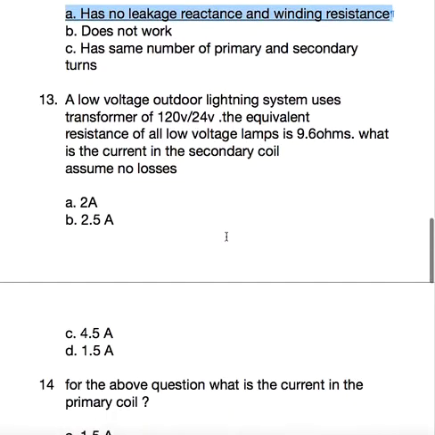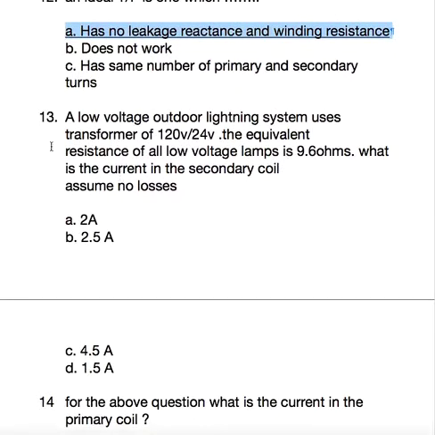Okay, next questions. Problems. A low voltage outdoor lighting system uses a transformer of 120/24 volts. Its primary is 120 volts and 24 volts is the secondary, which is connected to the lighting system. The equivalent resistance of all low voltage lamps is 9.6 ohms. Consider this 9.6 as the load, that is the light equivalent. What is the current in the secondary coil? Assume no losses, so we can directly put that.